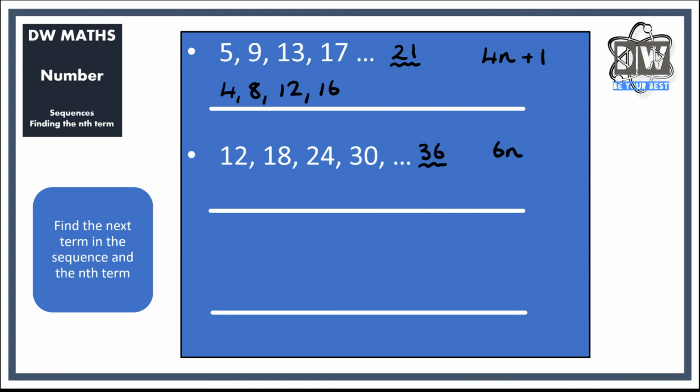I write my 6 times table underneath, or multiples of 6. And I'm saying to myself, okay, look at the pattern. Look at the difference each time. I've got 6, I need to get to 12. I've got 12, I need to get to 18.